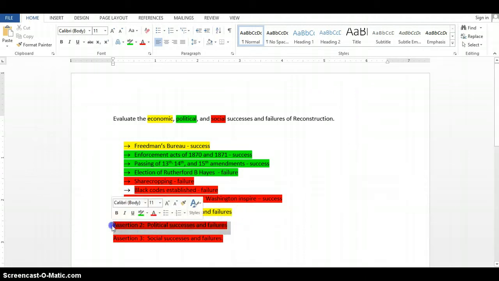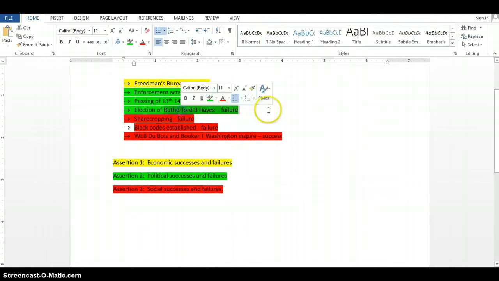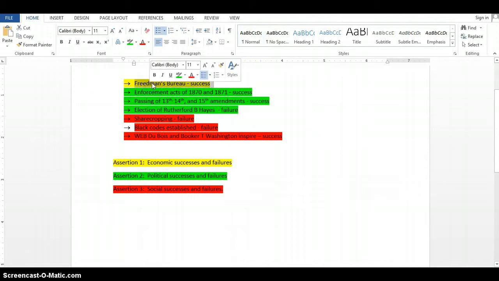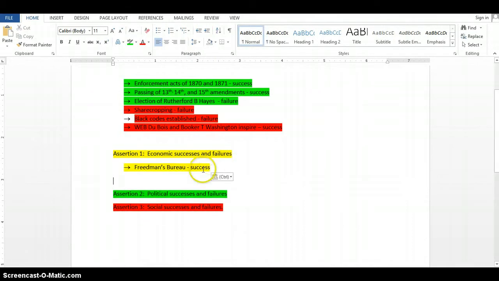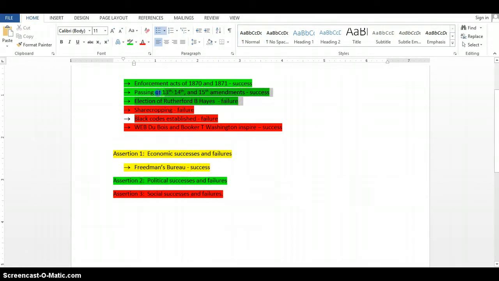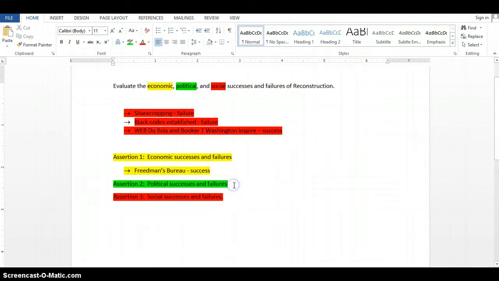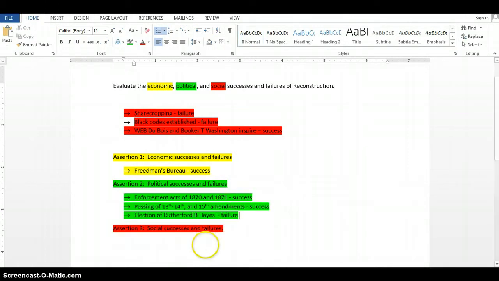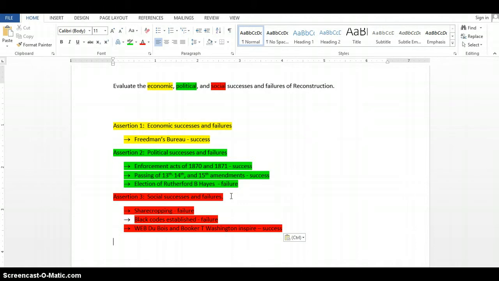Now, you've got your 3 assertions mapped out pretty well. And from here, let me give us some space. From here, you can basically take each one of these and plop it under each assertion. So we'll start with our Freedmen's Bureau, and we'll cut it and then put it right there. Alright. Then we'll take our 3 points here that we've made, which are our proofs, cut it, and then put it under our second assertion. And then we'll take the remaining 3 points that we have, which are our social successes and failures, for our third assertion, and we will pop it under there.